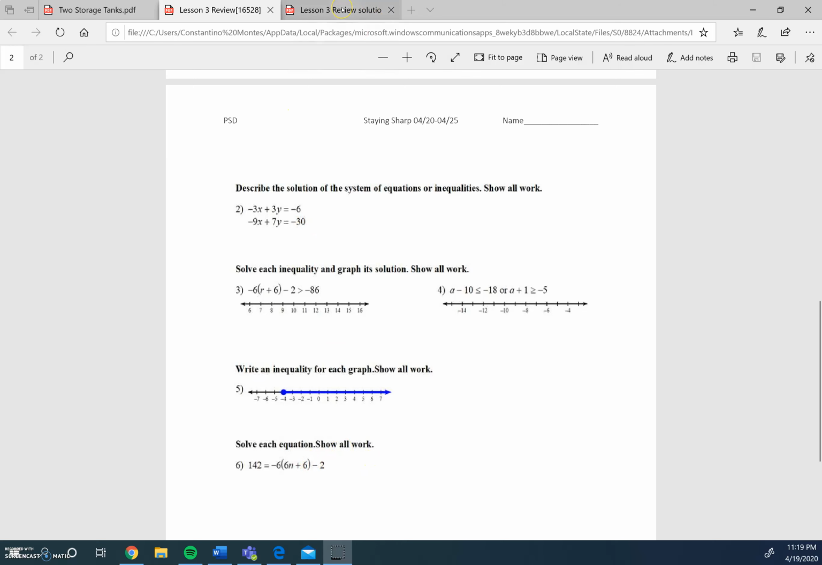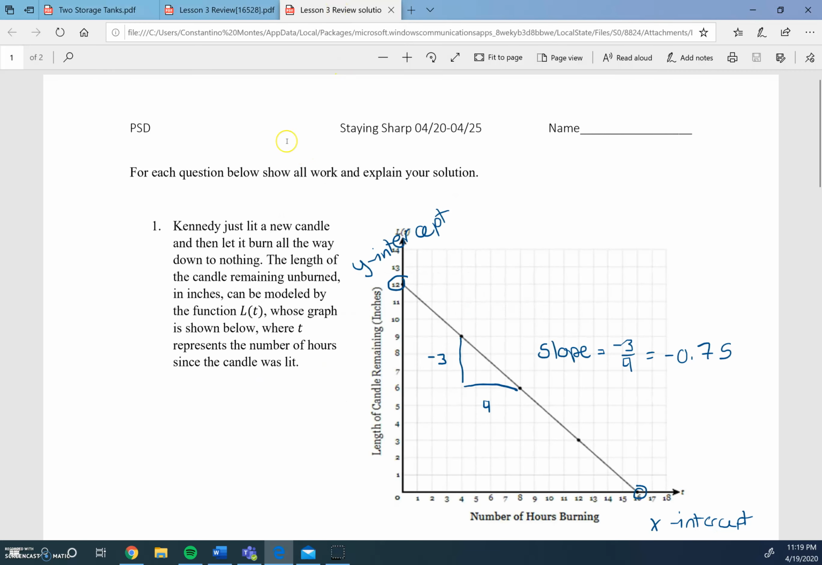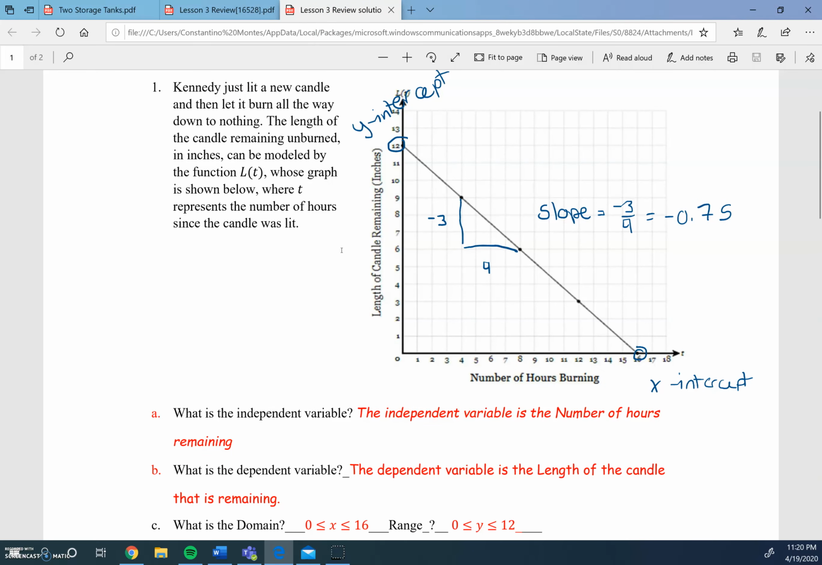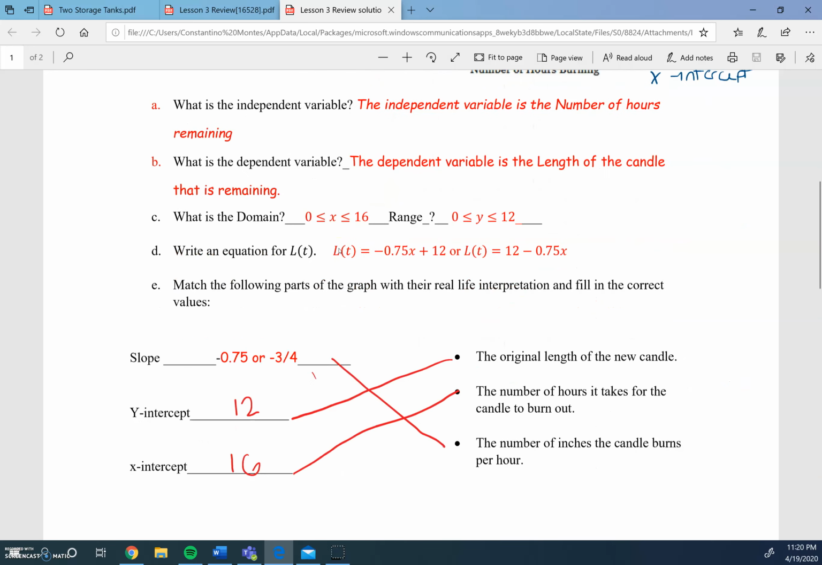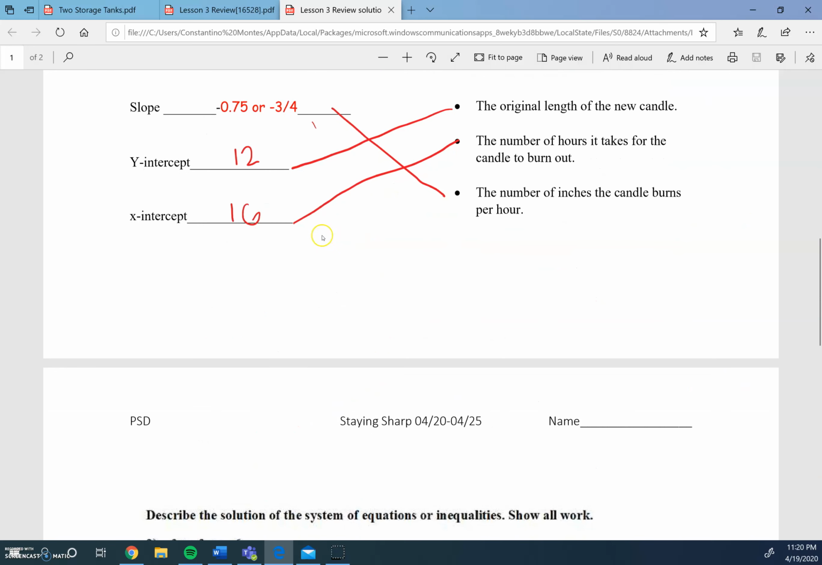We do have an answer key for this week. It's going to be on a different sheet in a different file. It's called Lesson 3 Review Solutions. We have the solutions to this. It's posted on here for you all to take a look at and make sure that you are doing the problems the correct way.